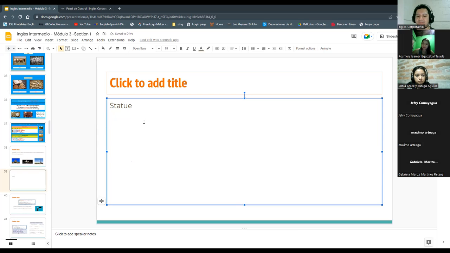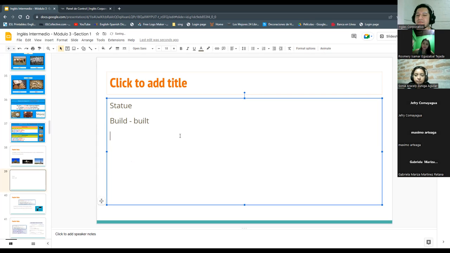Let's see another one. What is the past participle of build? Built? Exactly, built. That is the past participle. Actually, that is the past also. So it's build and built. Perfect.